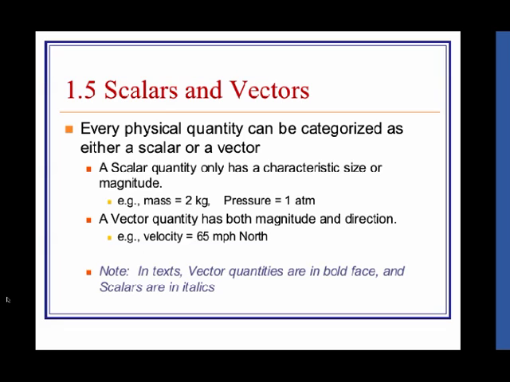A scalar is any quantity that has magnitude or size. Examples of scalars are mass, length, speed, power, pressure, and energy. A vector, on the other hand, has magnitude, but it also has direction. It's more specific. Examples of vectors are velocity, acceleration, force, momentum, and work.